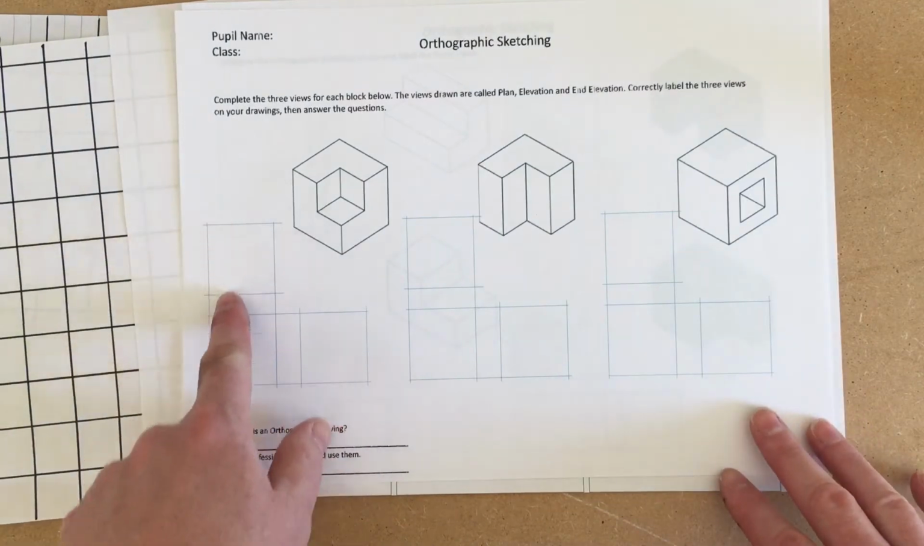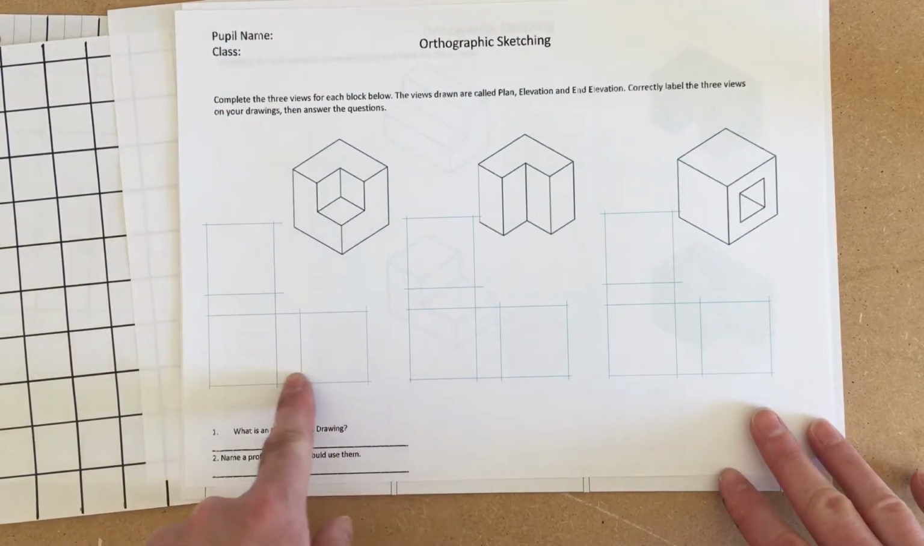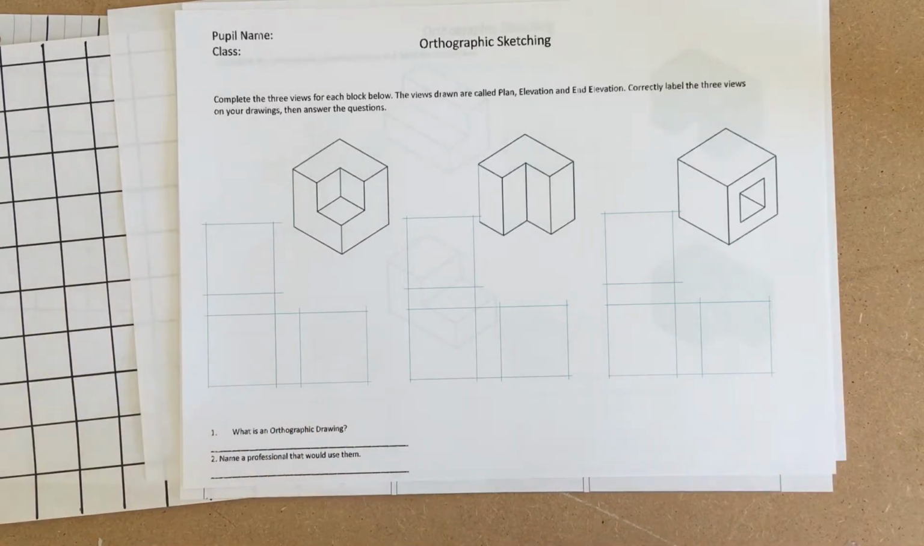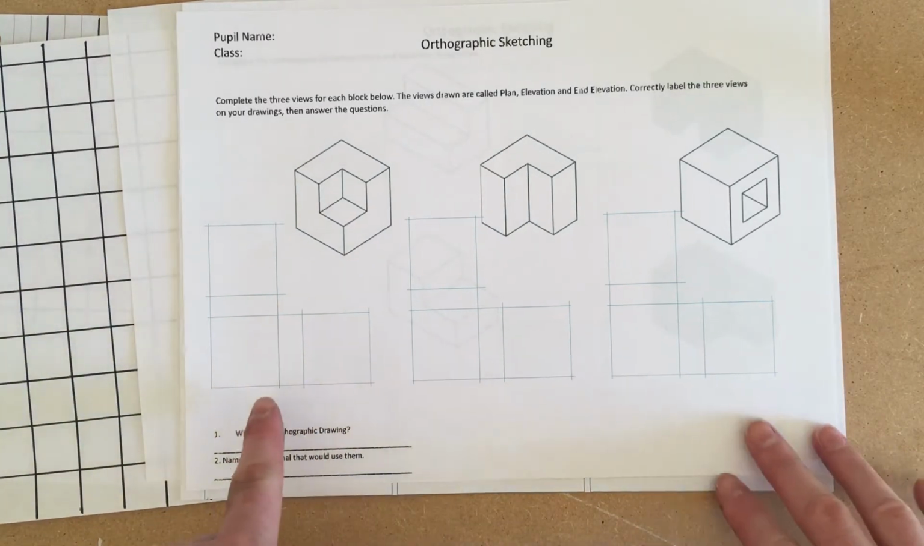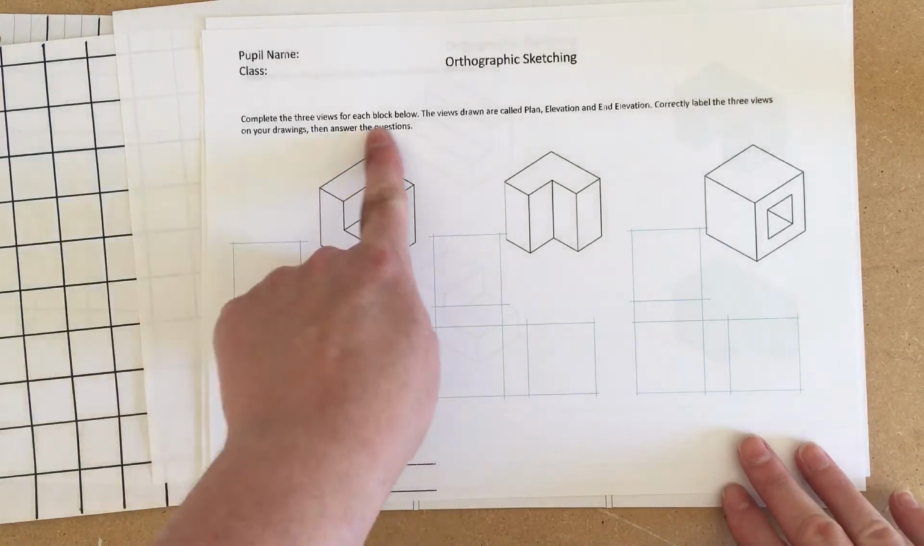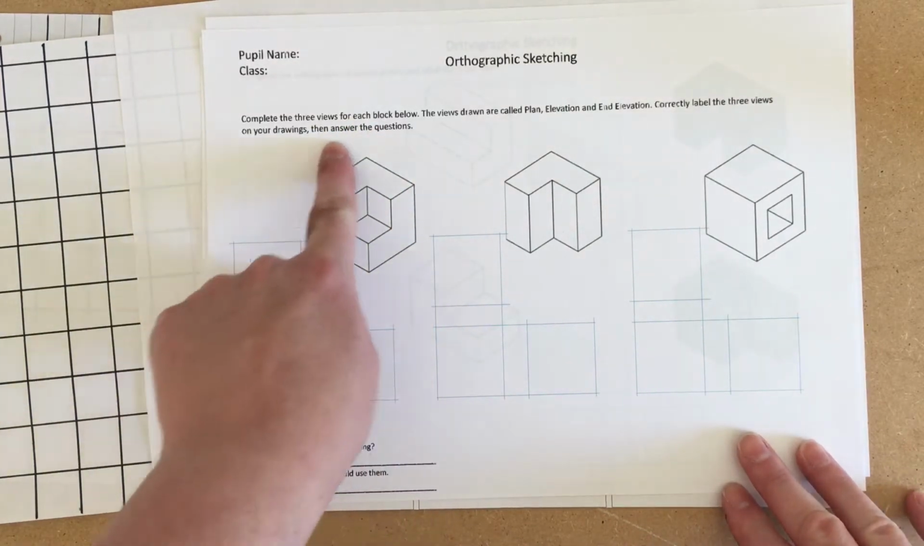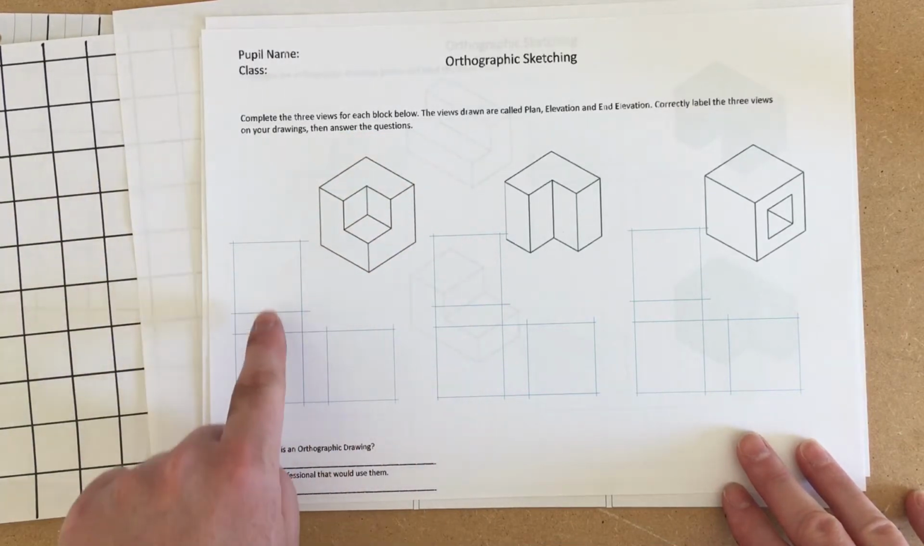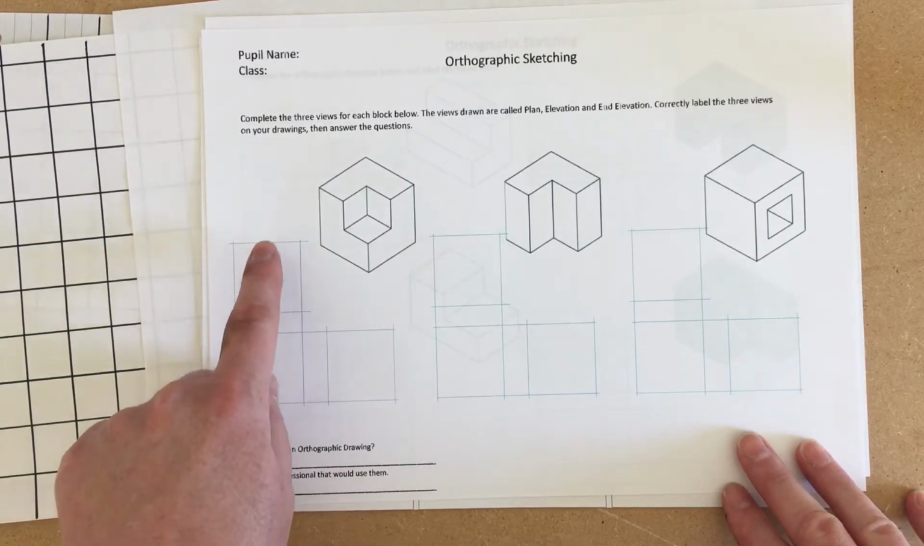Normally what we would do is you would have this scaffolding, so these construction lines for your 3 views, but you don't have that because we're not in a classroom. So if we look at this shape here, this is your isometric shape. So this is your 3D shape, and you're going to make it 2D by making your 3 views here.